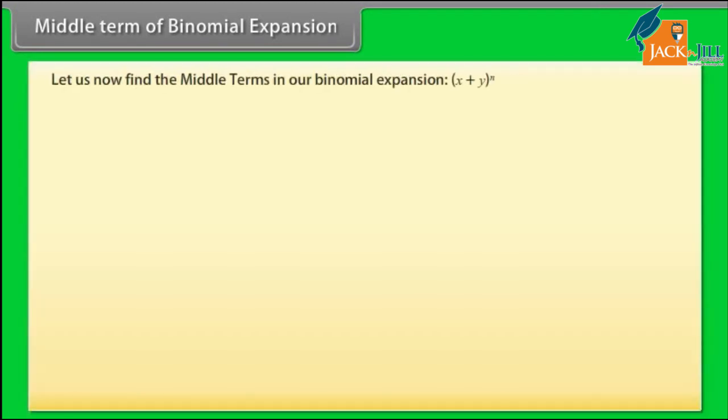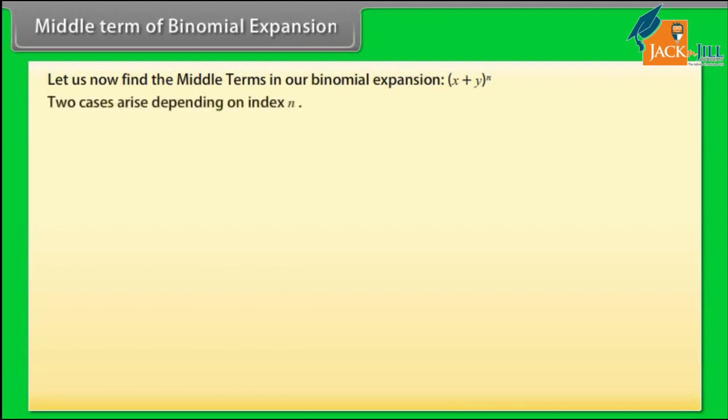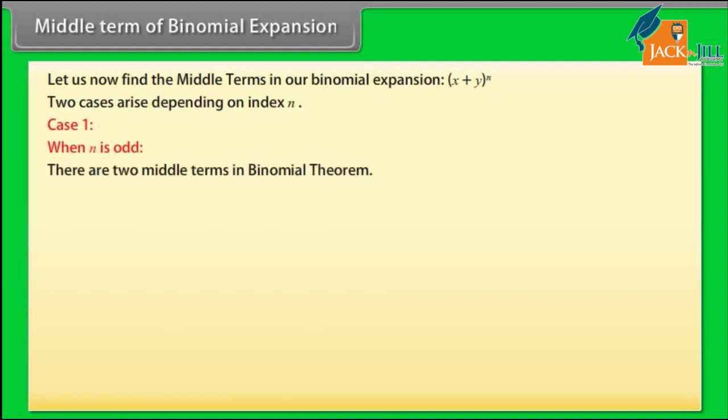Middle term of binomial expansion. Let us now find the middle terms in the binomial expansion (x + y) raised to power n. Two cases arise depending on index n. Case 1. When n is odd. There are two middle terms in the binomial theorem, the (n+1)/2th term and the ((n+1)/2 + 1)th term. Case 2.